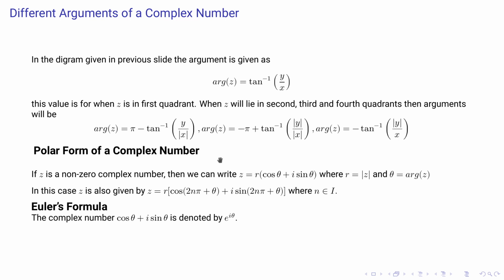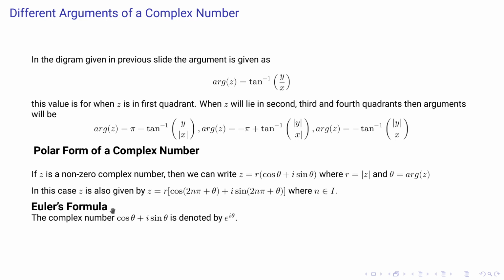Now it also has a polar form where we write that z is equal to r (cos theta plus i sin theta). In this case, r will be equal to mod of z and theta is equal to argument of z. So if you consider the rotations also, the general form is given by r into (cos of 2n pi plus theta plus i sin of 2n pi plus theta), where n is the set of integers.